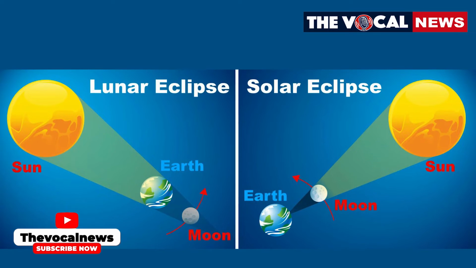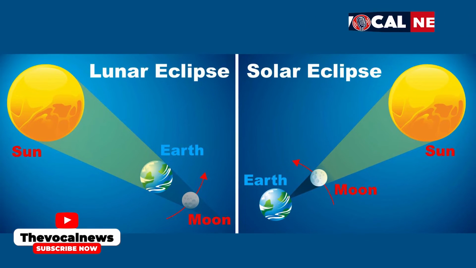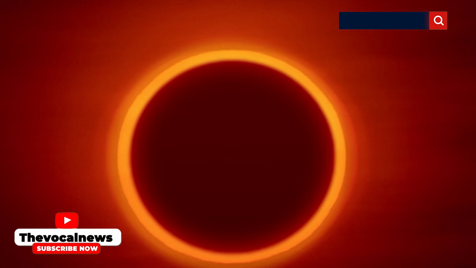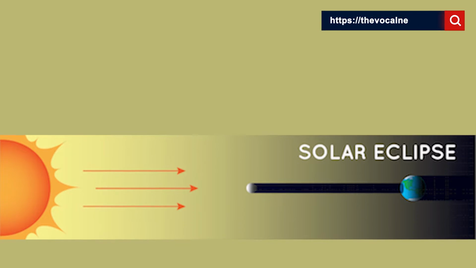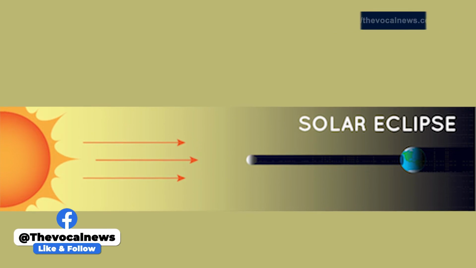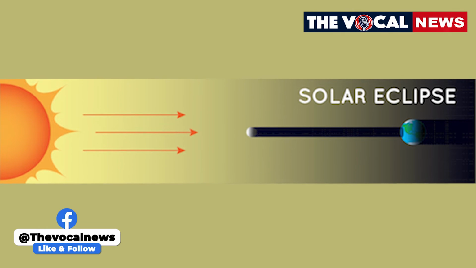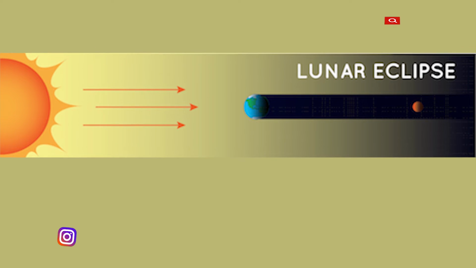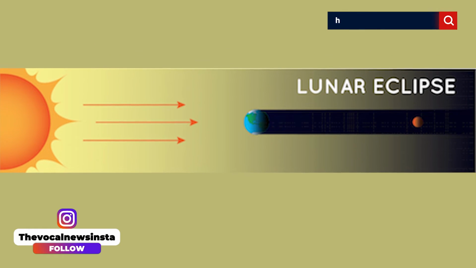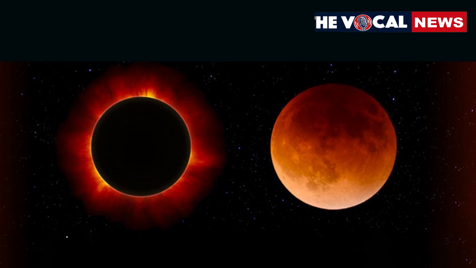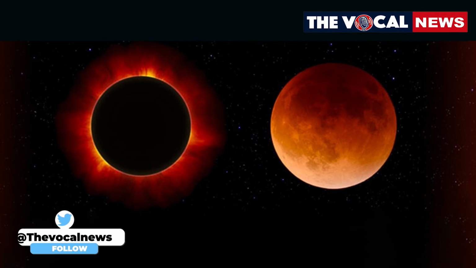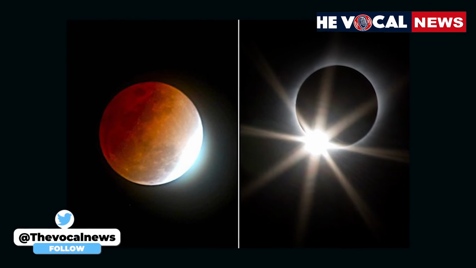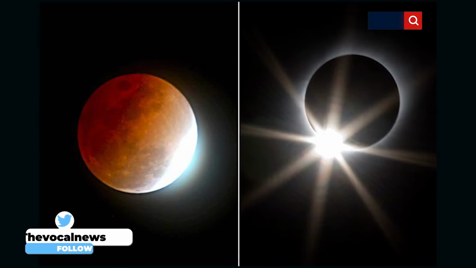Now, let's understand the difference between a lunar eclipse and a solar eclipse. During a solar eclipse, the moon comes between the sun and the Earth and blocks the sunlight for Earth. On the other hand, when the Earth comes in between the sun and the moon and blocks the sunlight for the moon, it is called the lunar eclipse. Another difference is that a lunar eclipse occurs during the night while a solar eclipse occurs during the day.